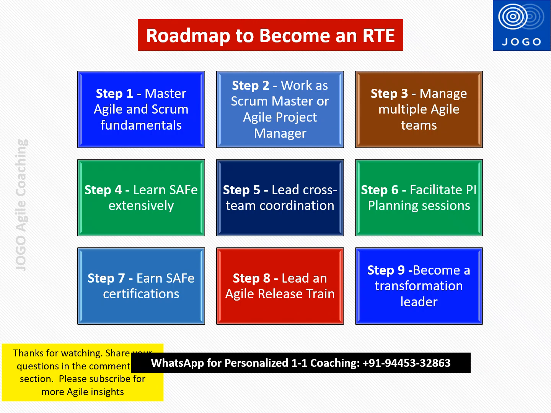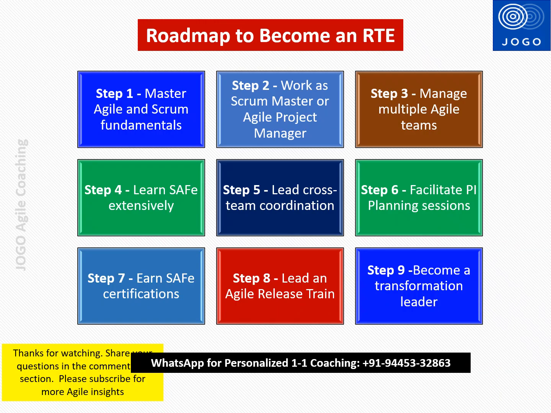The third step is manage multiple Agile teams. When you are a Scrum Master or Agile Project Manager, ask for an opportunity to manage multiple teams, so that you can manage dependencies across the teams, manage risk across the teams, and do integration activities. This is the third step. You should focus and learn to become an RTE. The fourth step is learn SAFe extensively. Have a thorough understanding of the SAFe framework and gain the knowledge. This is the fourth step.